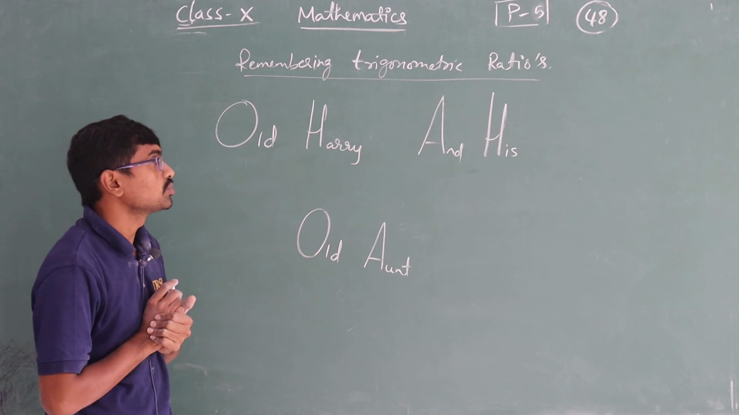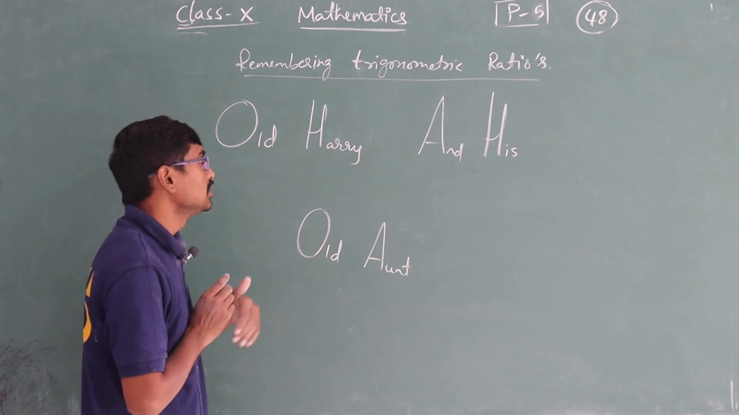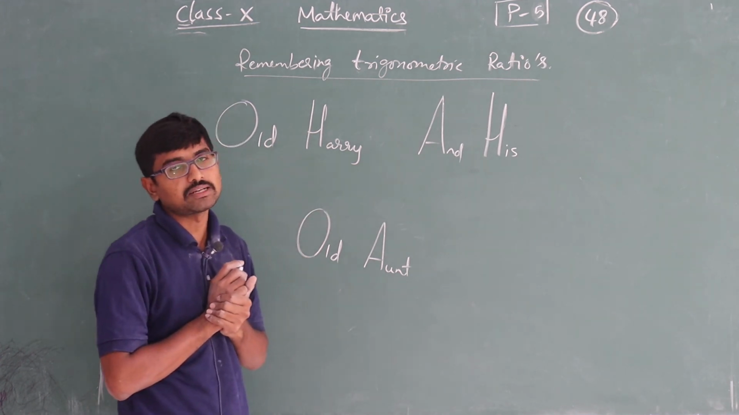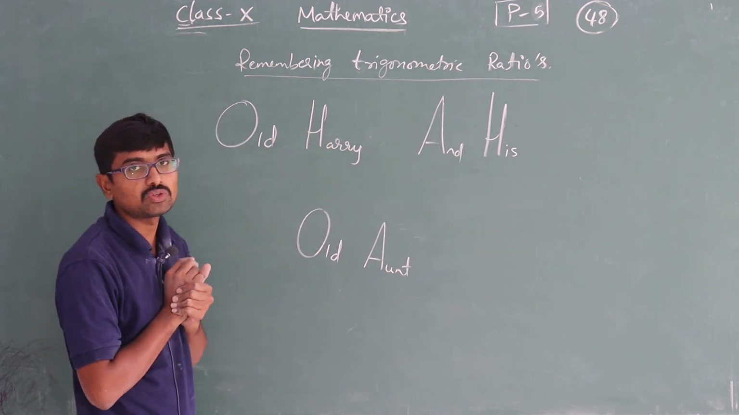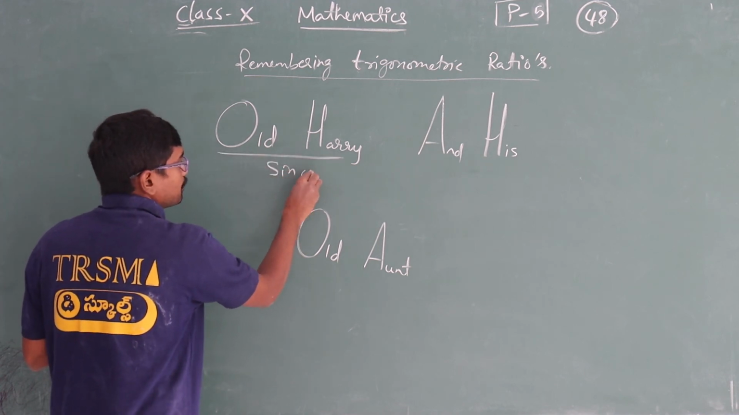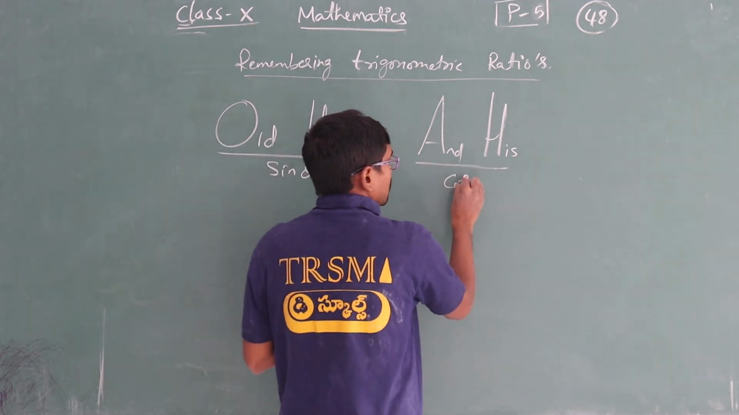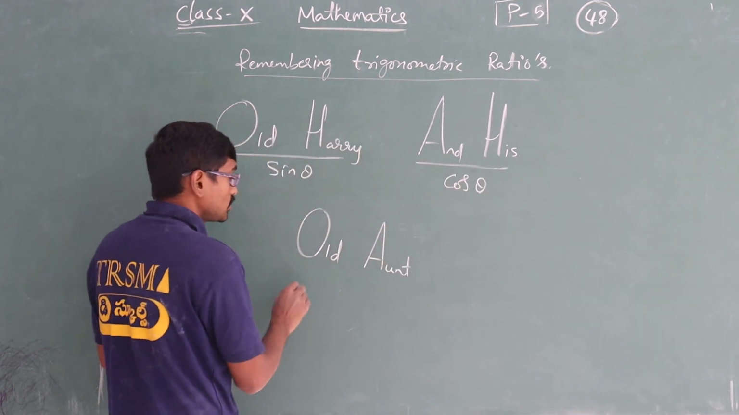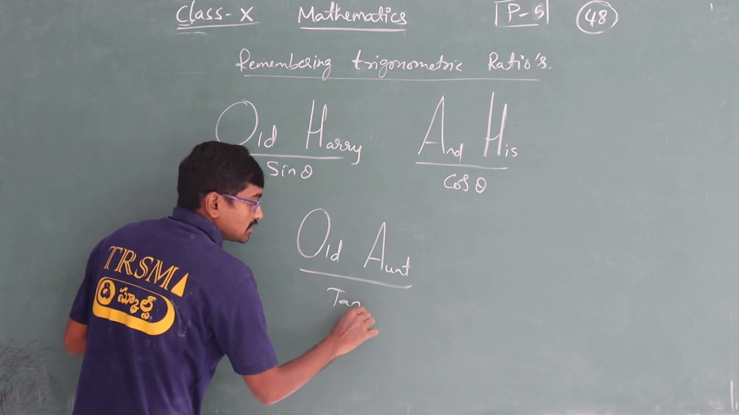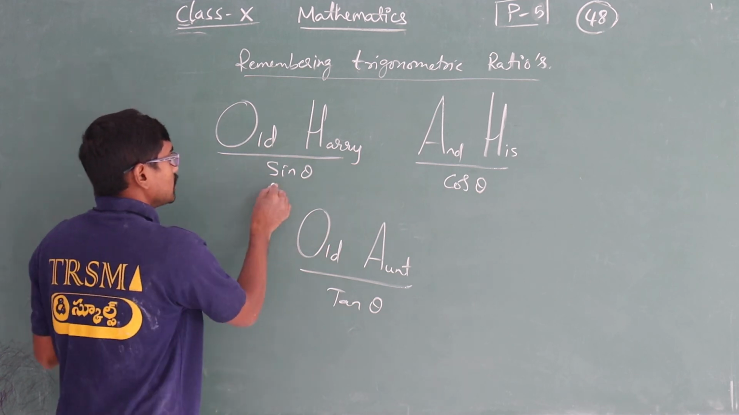Okay, students, so this is only for remembering. I have just given you a simple sentence, so this thing you have to remember. What is the first trigonometric ratio? Sin theta. What is the second trigonometric ratio? Cos theta. And what about the third trigonometric ratio? Tan theta. These three are very important. If you take reciprocals of these three, again you will get three.